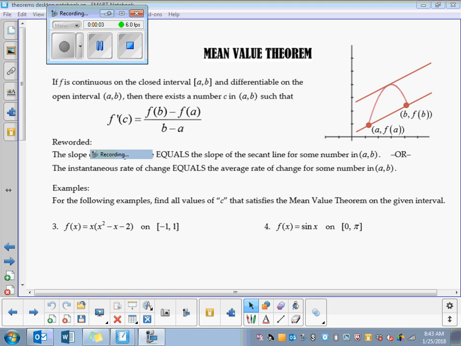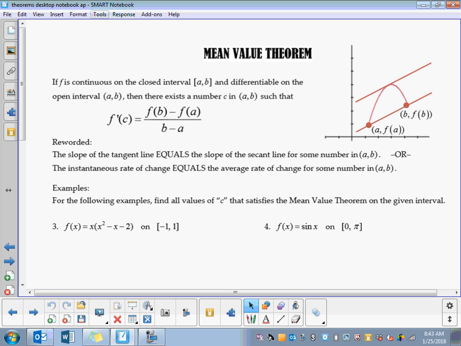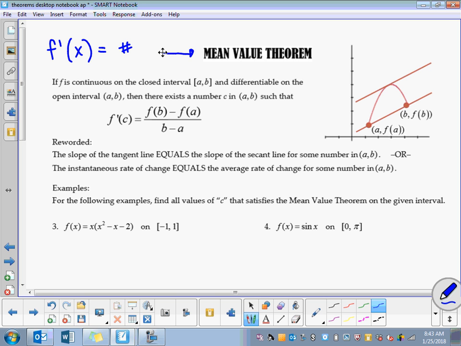Okay, here is part 2 of our theorems packet, where we're going to talk about the mean value theorem. Just like the intermediate value theorem was all about making the function equal a number, with the mean value theorem you can have an idea that you might be using it if you're trying to figure out where f prime of a function equals something specific.